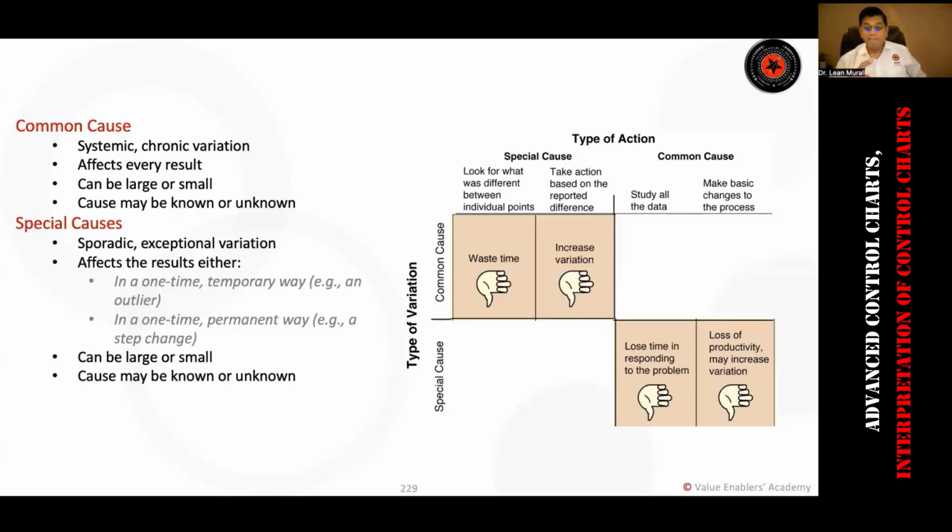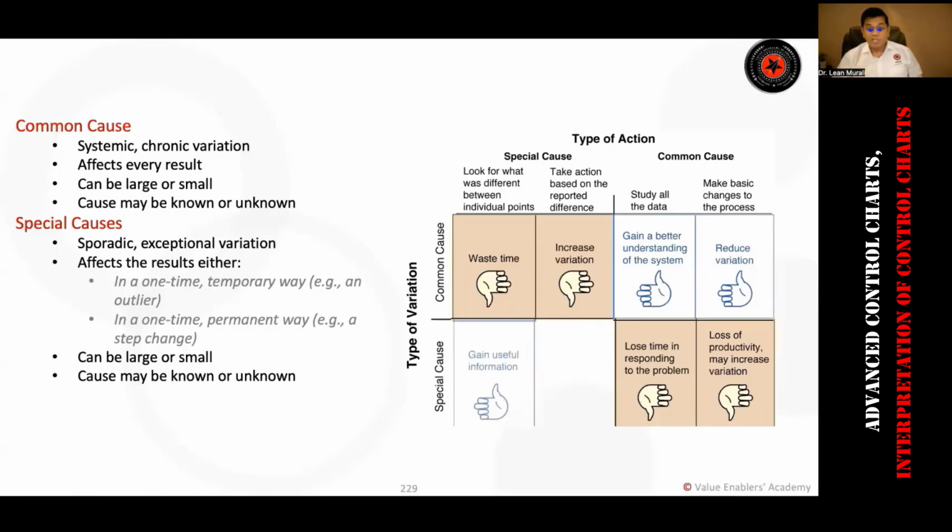So in summary, for common cause, you should study all the data and make changes to the process. If it is a special cause, you should look for the difference between two points and take action based on the reported difference. So common cause means please study all the data. You will gain a better understanding of the system and please make changes to the process. It will reduce variation. If it is a special cause, please look for the difference between the two points and take action based on the reported difference, and it will reduce the variation.